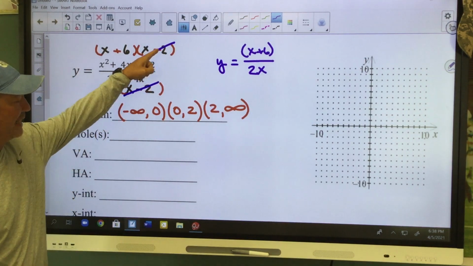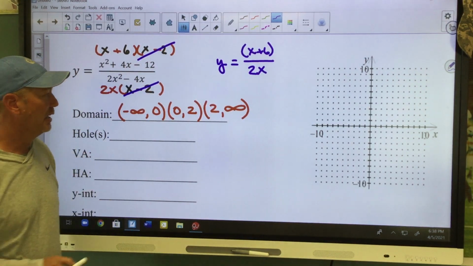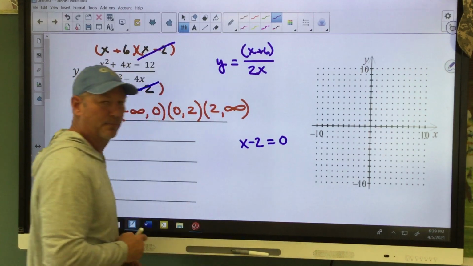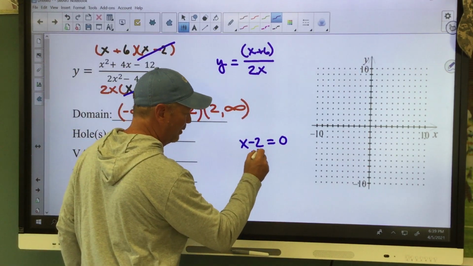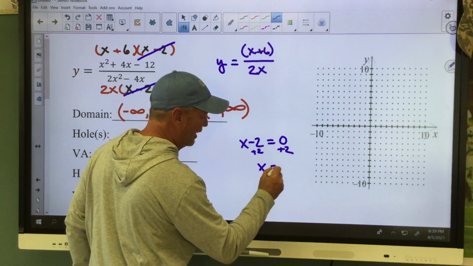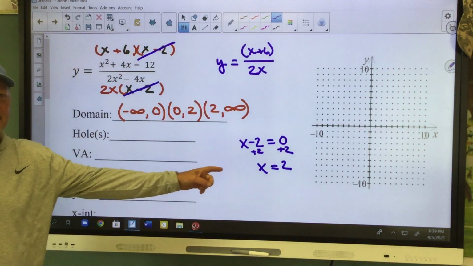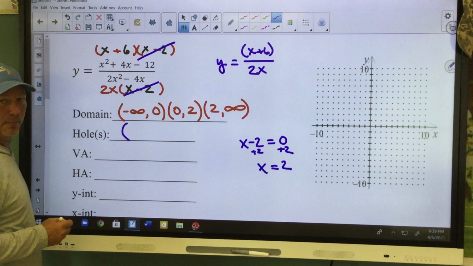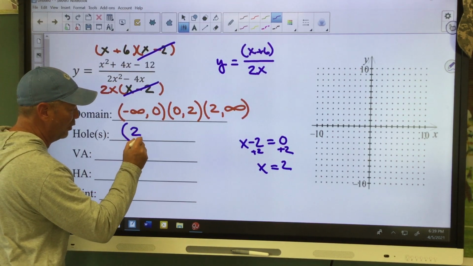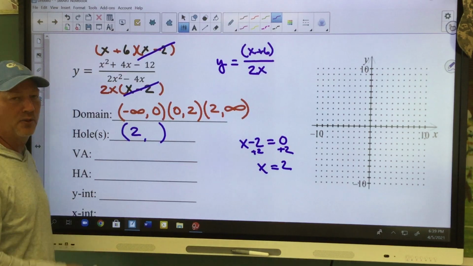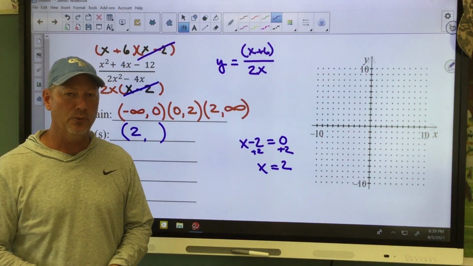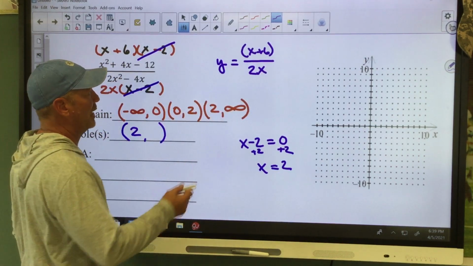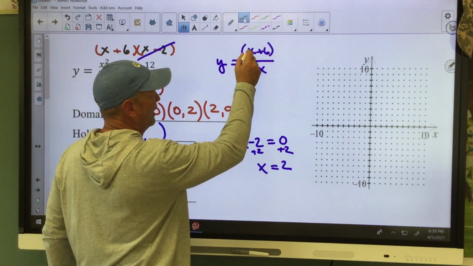You take what has canceled and you set it equal to 0. So the x minus 2's cancel, and we set it equal to 0. We add 2, and we get x equals 2. That is half of the location of the hole. So we're going to put a parentheses, and we're going to say x is 2. And now we have to find the y value. How do you find the y value? You substitute your x value into the remaining equation. So we substitute a 2 here.